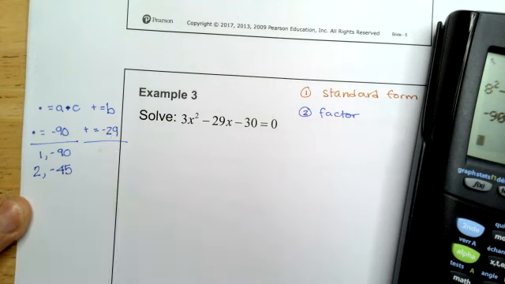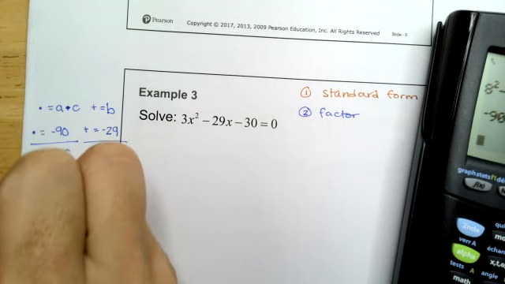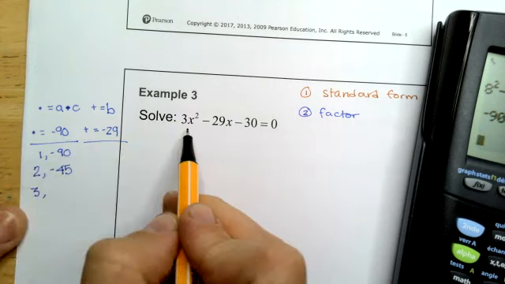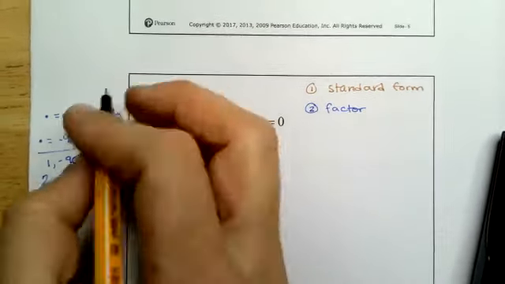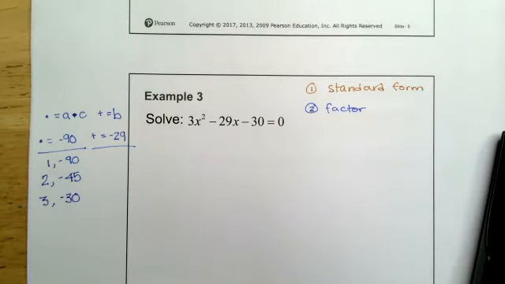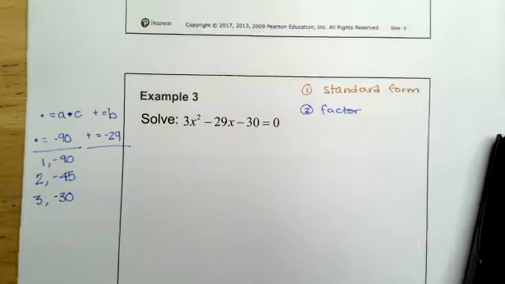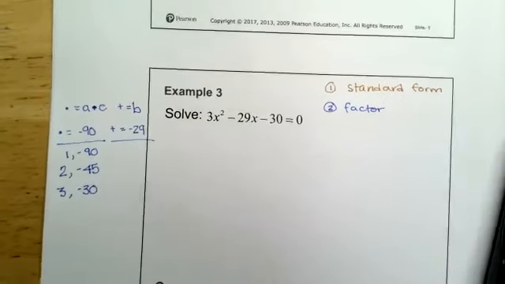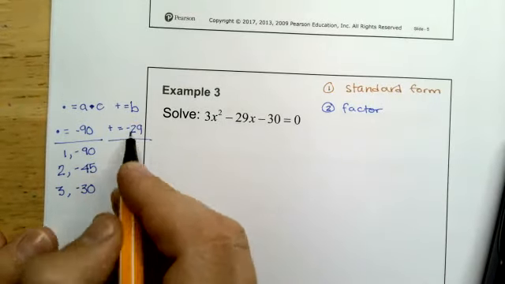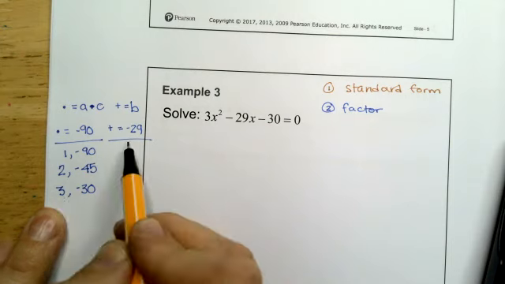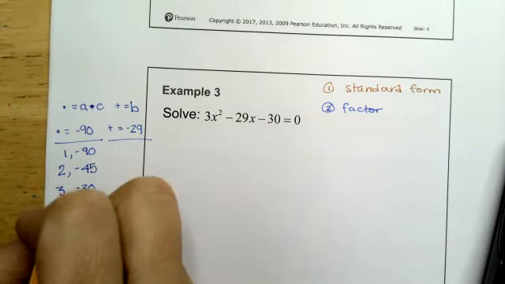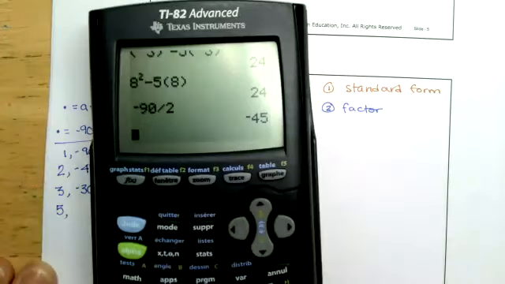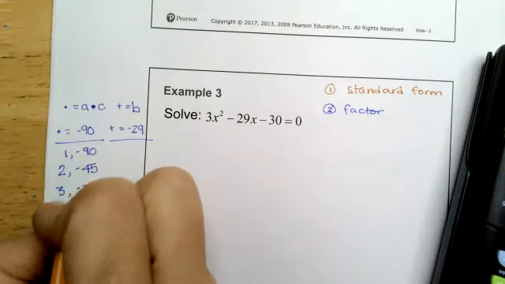If I subtract those, I don't get 29. If I divide it by 3, I get 30, right? Just like 3 times the -30 originally. So 3 and -30. If I subtract -30 plus 3, it's not -29. I can't divide it by 4, but I can divide 90 by 5. -90 divided by 5 is -18.